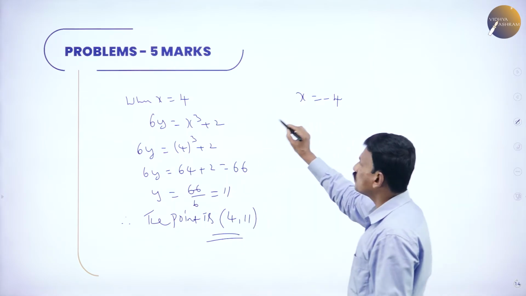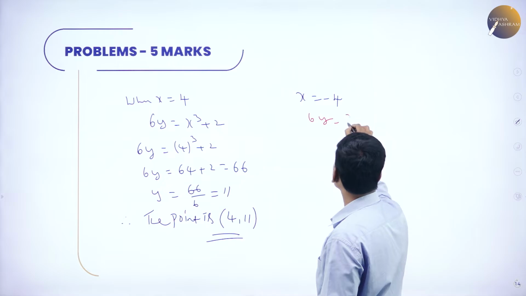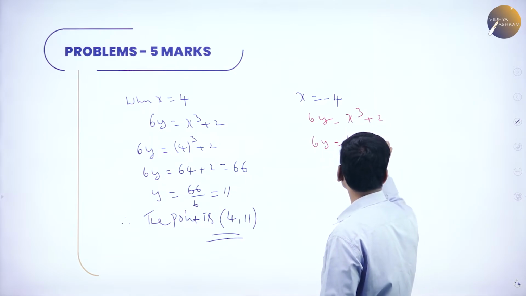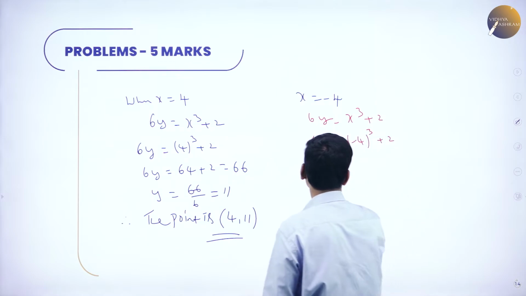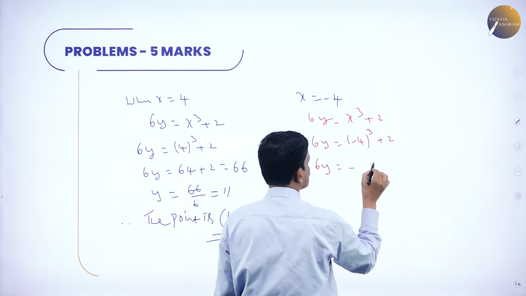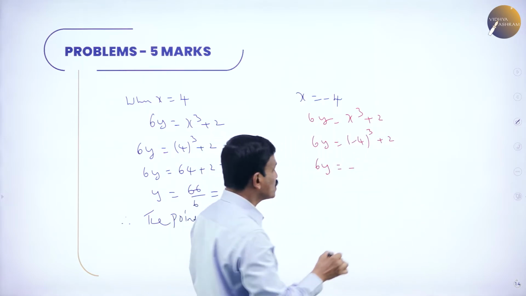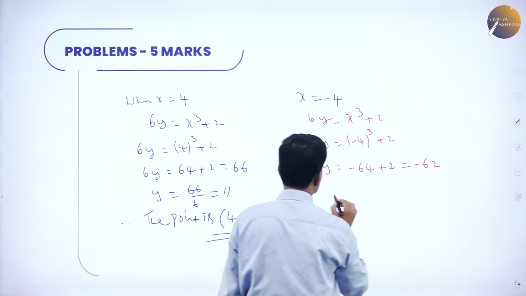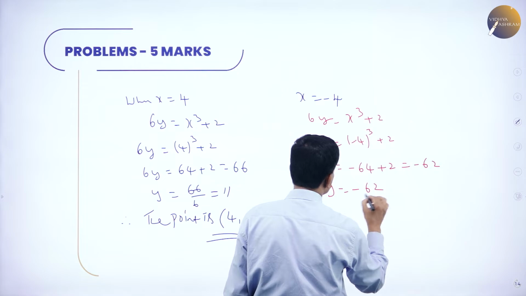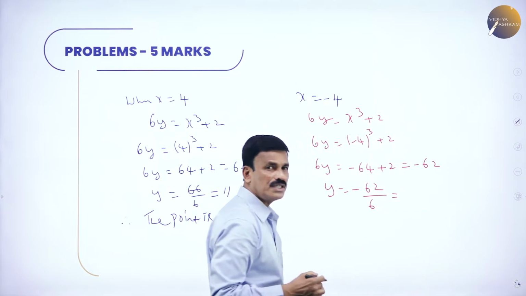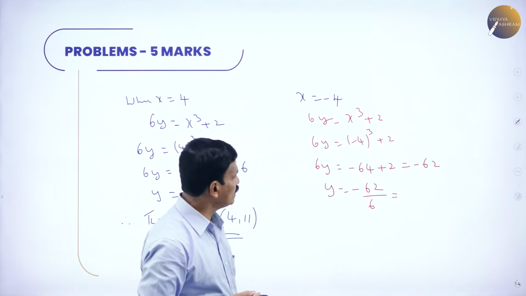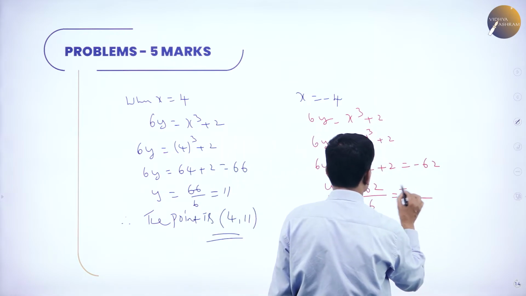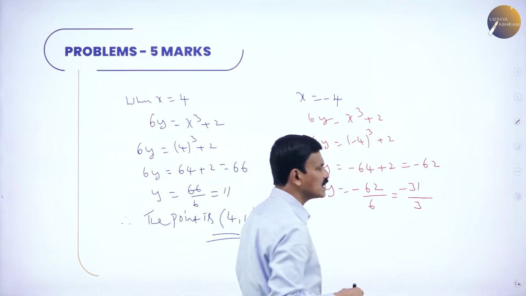When x is equal to minus 4, substitute here. 6y is equal to x cube plus 2. 6y is equal to minus 4 cube plus 2. That is 6y: minus 4 4s are 16, 16 4s are 64, minus 64 plus 2 is minus 62. Y is equal to minus 62 by 6. So you can't divide 62 by 6 directly. Let us divide by 2. So that is 2 3s are 6, 2 1s are 2, minus 31 by 3.